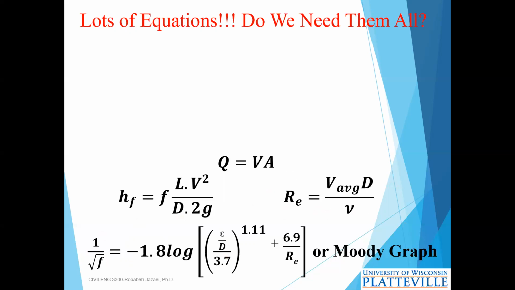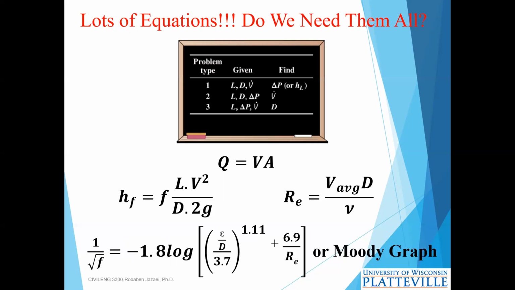Okay, do we need all these equations? Yes. It depends on what type of problem we have. So sometimes in the problem, the length is given, the diameter is given, the flow is given. We only want to know what is the pressure drop. Sometimes we know the length and diameter, and we know how much pressure drop we have in the system. We want to know how much flow we can get from this piping system. And the other one is when we know the flow and the length and pressure drop, we are going to design diameter.